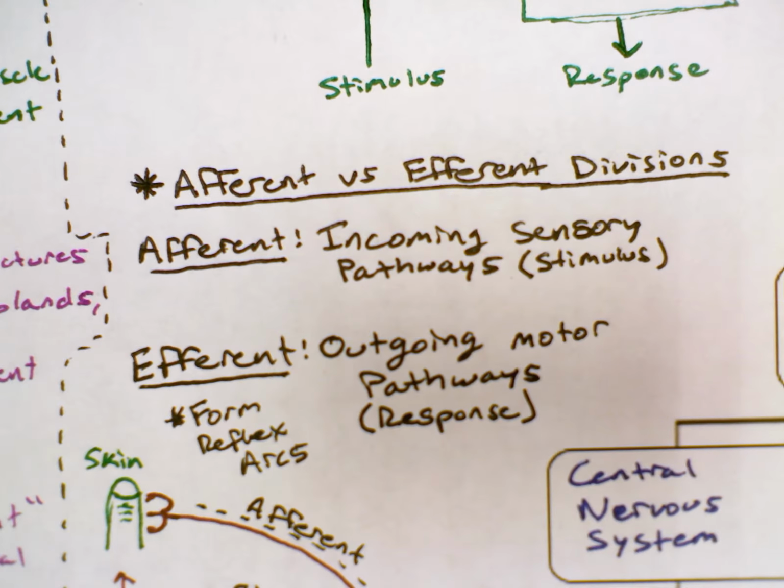Now, if we were to look at just one pathway, from incoming sensory information to outgoing effector action, we would call that a reflex arc. So a reflex arc is going to be made up of the stimulus and the response. Alright, we good on those two?